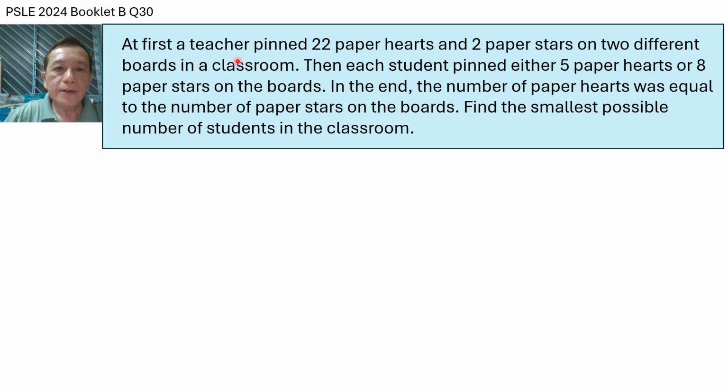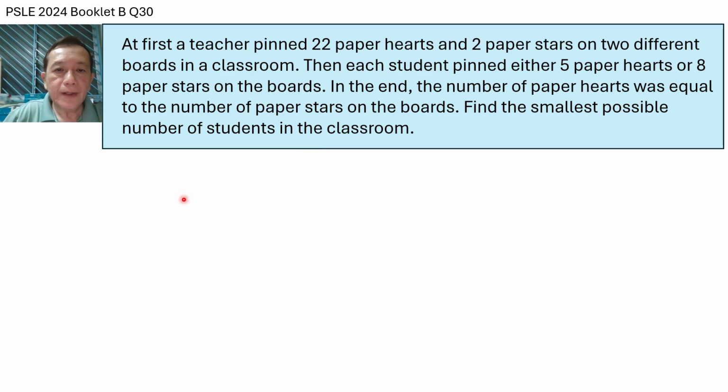At first, a teacher pinned 22 paper hearts and 2 paper stars on 2 different boards in the classroom. Then, each student pinned either 5 paper hearts or 8 paper stars on the board. In the end, the number of paper hearts was equal to the number of paper stars on the boards. Find the smallest possible number of students in the classroom.